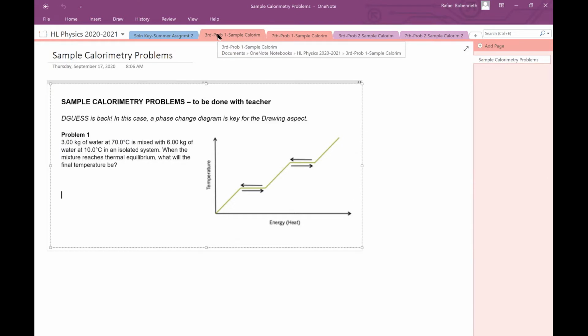Problem one, I'm just going to read this out loud to the group. Hopefully you've had a chance to look at it. What we have is 3.0 kilograms of water at 70 degrees Celsius mixed with 6.0 kilograms of water at 10 degrees Celsius in an isolated system. When the mixture reaches thermal equilibrium, what will the final temperature be?